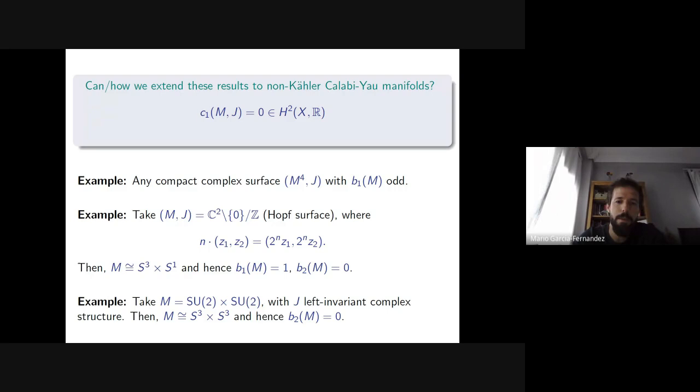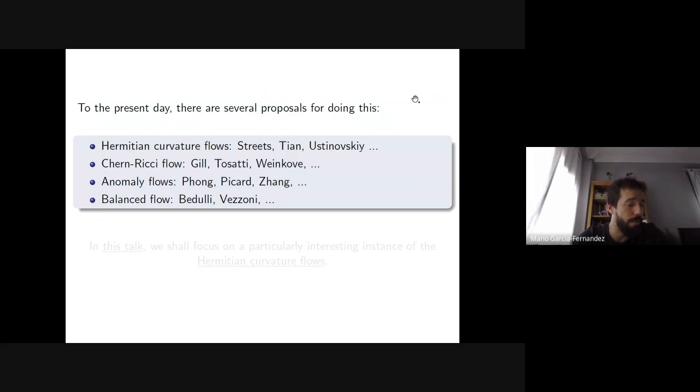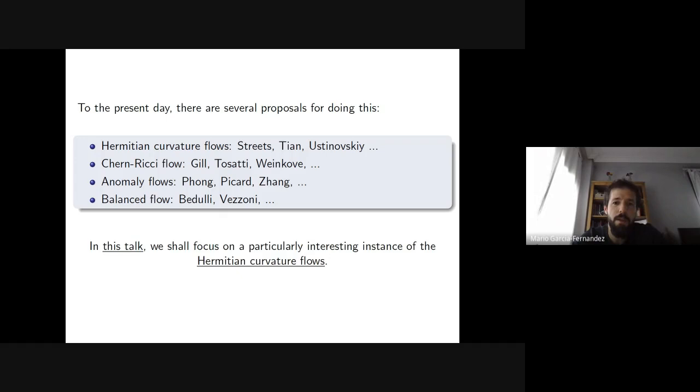There are several proposals for running this analog of Yau's theorem in the non-Kähler setup: using Hermitian curvature flows by Streets, Tian, and Ustinovskiy, the Chern-Ricci flow by Gill, Tosatti, and Weinkove, anomaly flows by Fei, Picard, and Zhang, and also the balanced flow by Bedulli and Vezzoni. I'm sure I'm missing some people because many people have studied this problem. But in this talk, I'm going to focus on a specific geometric flow for Hermitian metrics, which was introduced by Streets and Tian, and is a particular instance of the so-called Hermitian curvature flows.